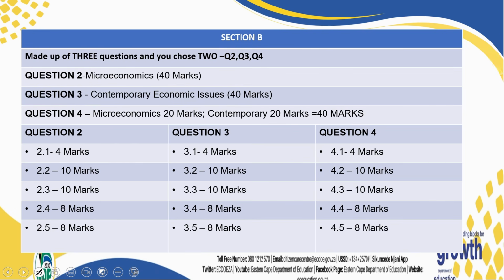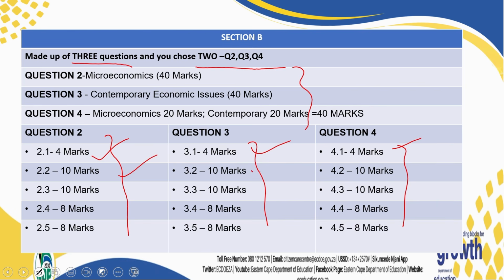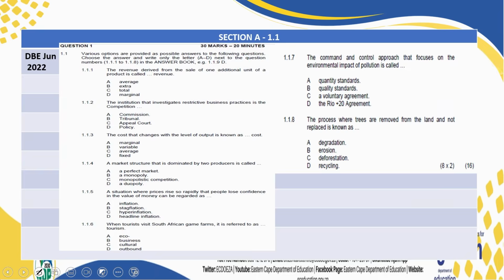Now, section B, we said that there are 3 questions, question 2, 3, and 4. I've also noted what each question carries, but I want to focus on this. The structure is the same. If you look at these 3 questions, they start with 4 marks. They go to 10 marks, which is your data response, your 2.2 and your 3.2 and 4.2, then your 2.4, which is your paragraph questions, and your 2.5, which is your higher order question.